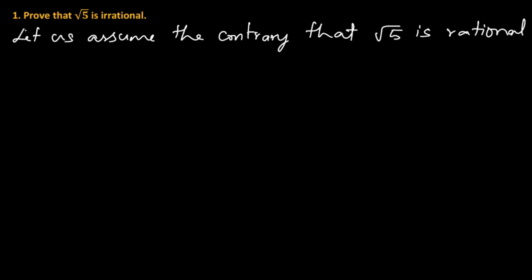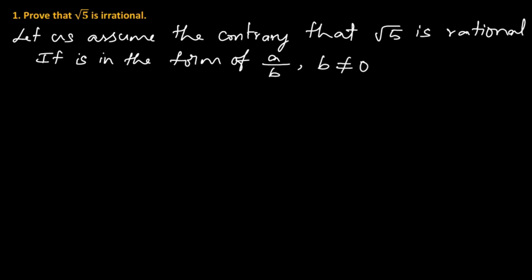Whenever you are assuming root 5 is a rational number, a rational number is always in the form of a by b, where b is not equal to 0. So we can write root 5 is equal to a by b. Root 5 b is equal to a. Let us take this as our first equation.